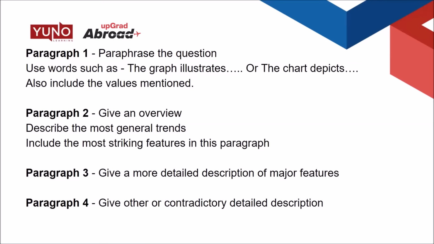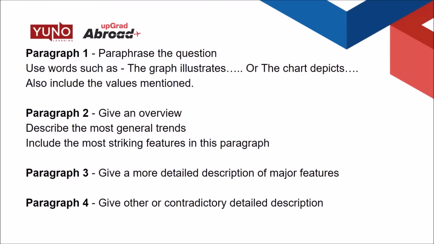But paragraph 2 onwards, you should have the tense according to the time mentioned in the visual input. If it's about something that is there all the time, or maybe it's the average of every year, then you have the present tense. Otherwise, the past or the present perfect, the future tense, according to the time mentioned in the question. So in paragraph 2, you give an overview.